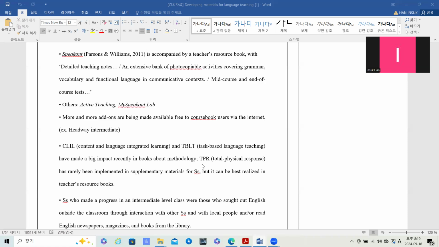TPR, total physical response, has rarely been implemented in supplementary materials for students, but it can best be realized in teachers' resource books. The writer of this chapter, Brian Tomlinson, strongly supports the usefulness of TPR, but he several times mentions that TPR is not actively applied in books for the students, especially for young learners.